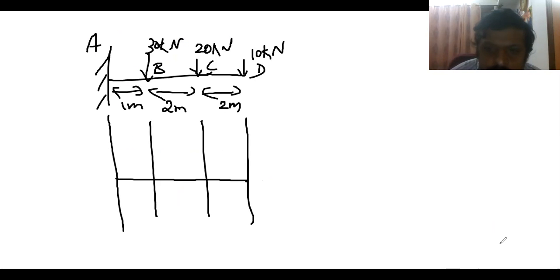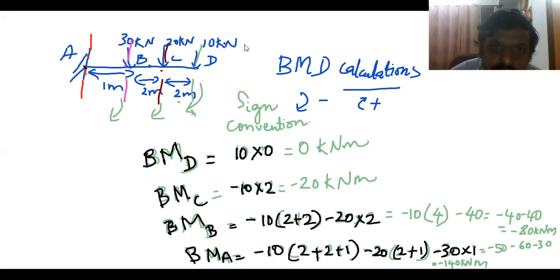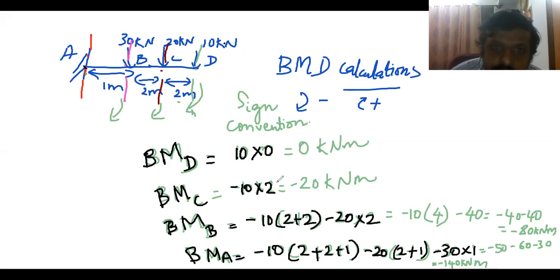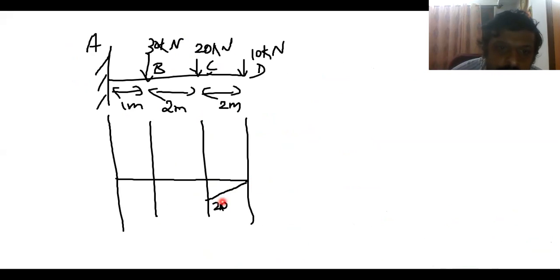Then bending moment at C is minus 20. It's going down. So at C, it will be minus 20 till here, down. And bending moment at B is minus 80. So still it will go down.